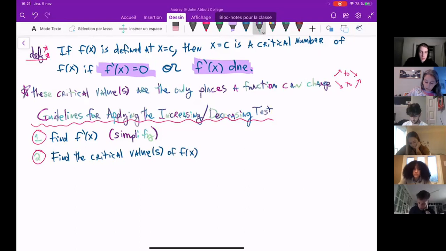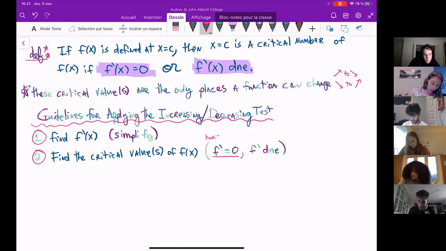And these critical values, as we just said, that's when f prime is equal to 0 or f prime does not exist. And I remind you that f prime equals 0, those are our horizontal tangent lines. Which is one of the reasons we've spent so much time this semester calculating horizontal tangent lines. You'll remember it even showed up on your midterm.